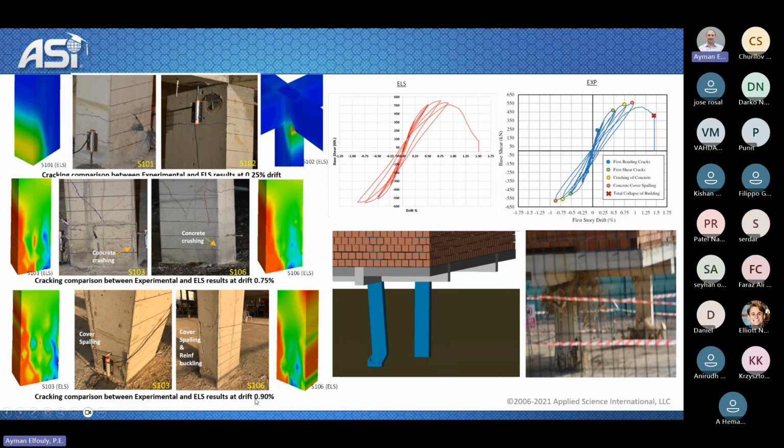And also we see at 0.9% drift, cover spalling as well as reinforcement buckling. Of course, we cannot see the reinforcement buckling inside ELS because it is inside the element, but it happened. And we see here also at the failure, when the failure happened, compression failure at the column base as well as the column top, which is equivalent to what we got from the video in here.